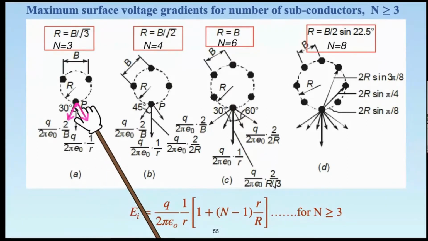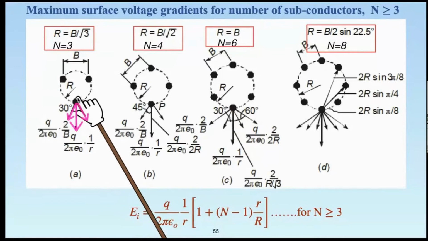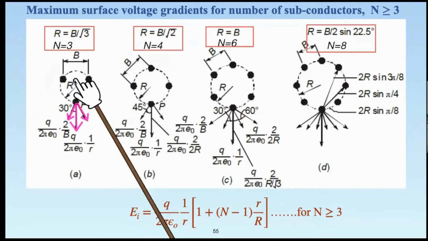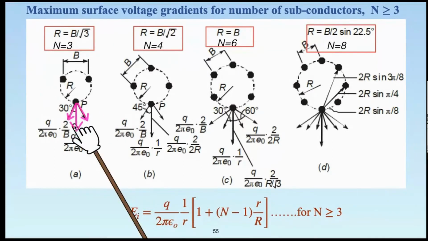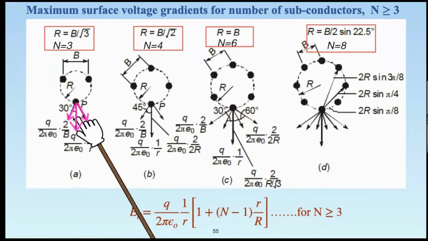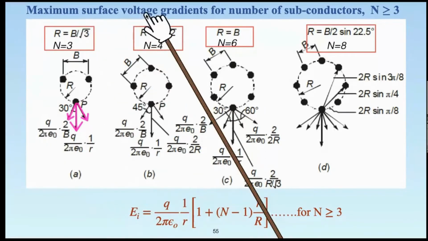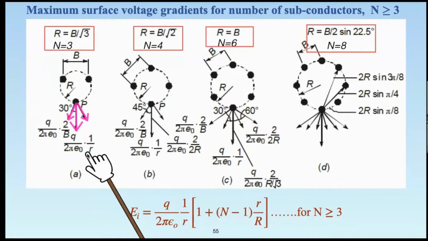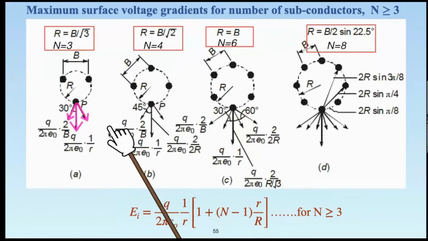And the first component we have already written, that is this one. So you can see that if there is a point on the surface of one of the subconductors, it will experience three forces: one due to its own charge and two due to the charge on the other two subconductors. So we have to add these three forces in order to arrive at the resultant maximum surface voltage gradient. So naturally, let us add q upon twice pi epsilon 0 times 1 by r. This is the first term. Then plus two such terms, q upon twice pi epsilon 0 times 2 by b, plus q upon twice pi epsilon 0 times 2 by b.